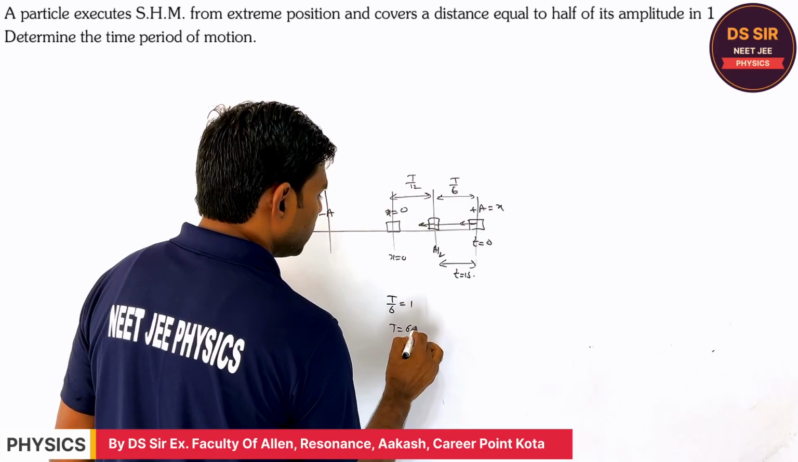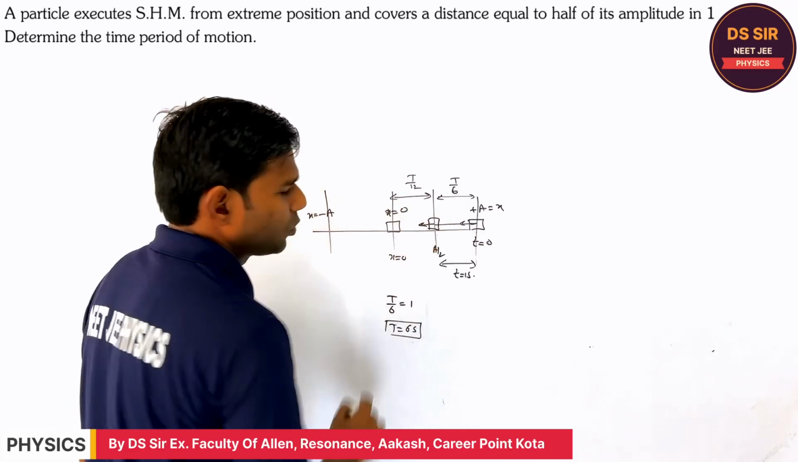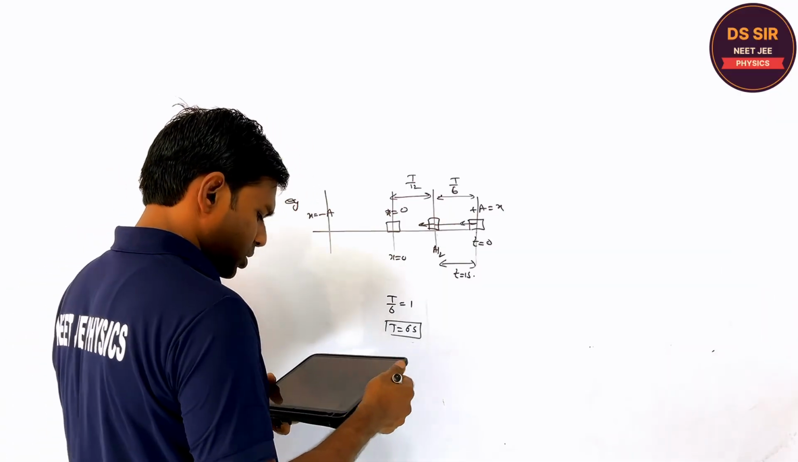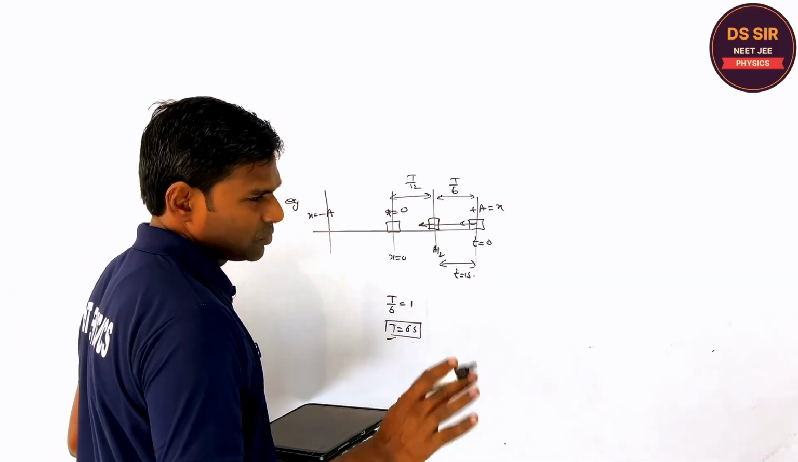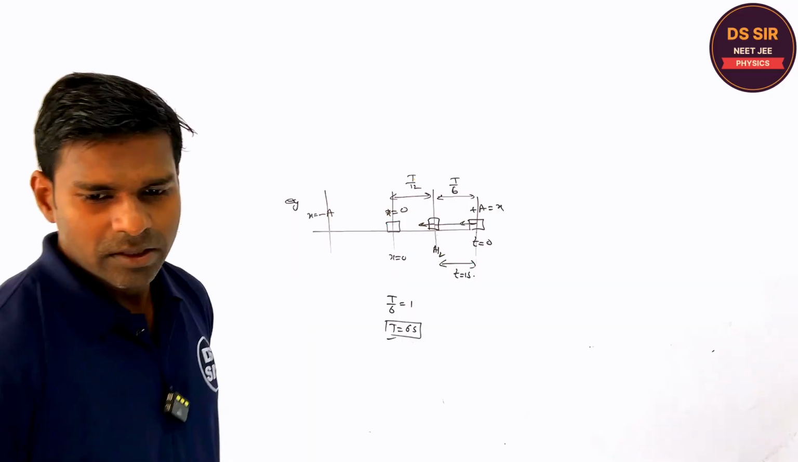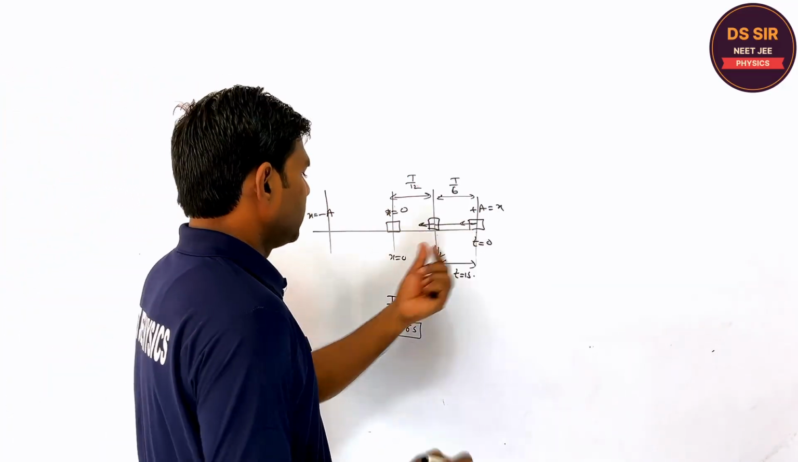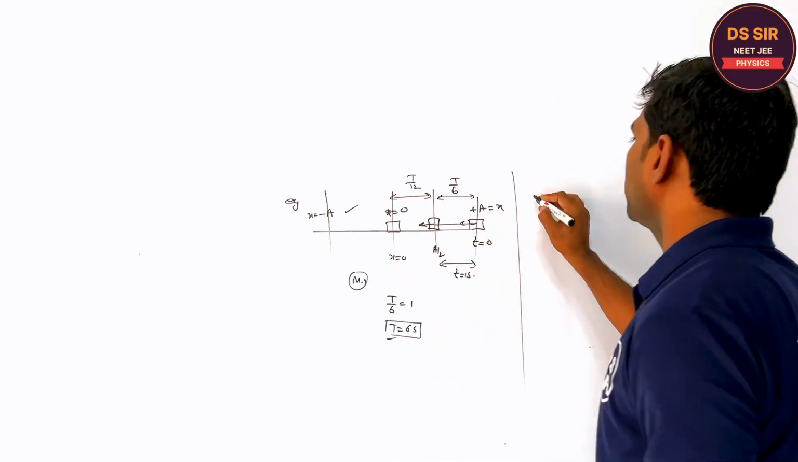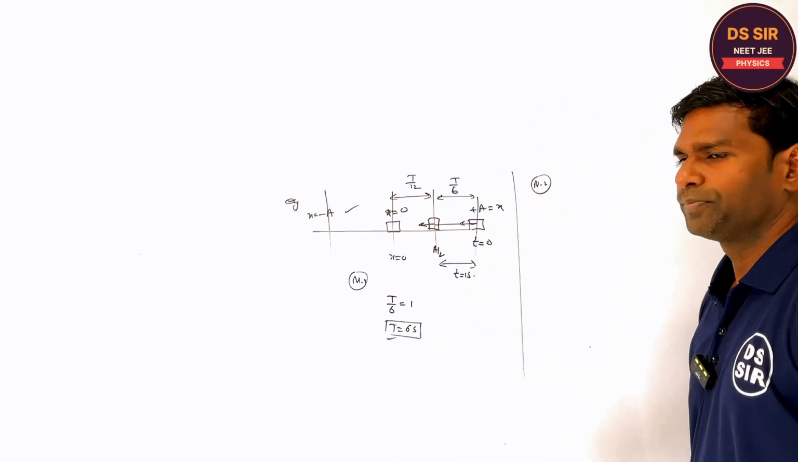So T is equal to what? 6 seconds from here to here. So what are they asking in the question? The time period. So 6 seconds is the correct answer. This is the one thing. Another thing, listen one thing. This is method 1, which is easy and you must remember. By method 2, what you have to do?